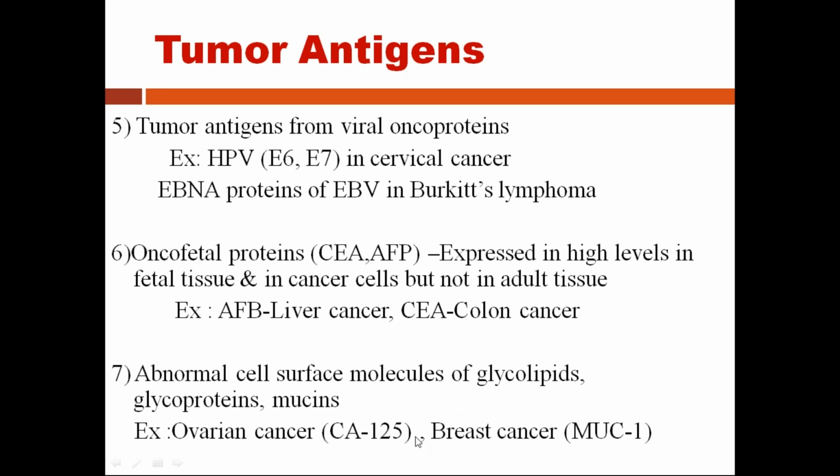So full forms, if you can remember, you remember. Otherwise, abbreviated forms are enough. MUC1 and CA125. So these are all the tumor antigens which have come now. When I was studying MBBS, they were not there, but now they are. So always we have to update our knowledge with all the recent additions.